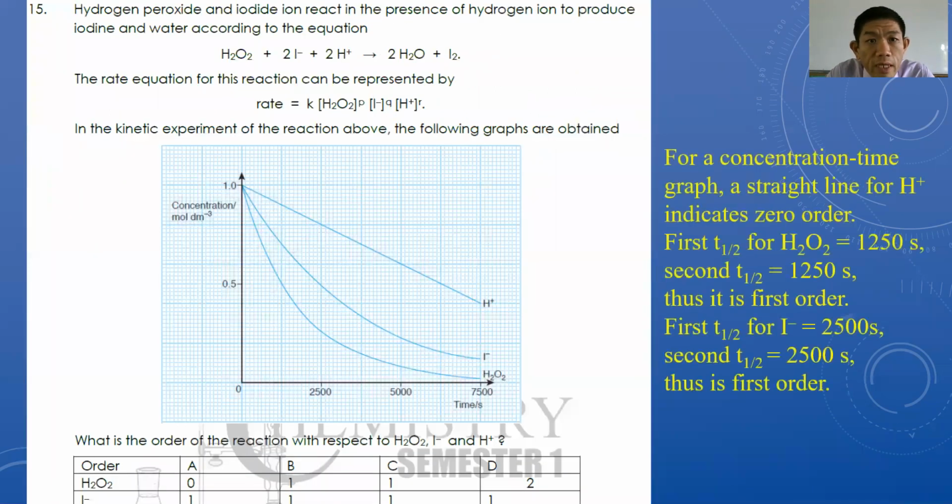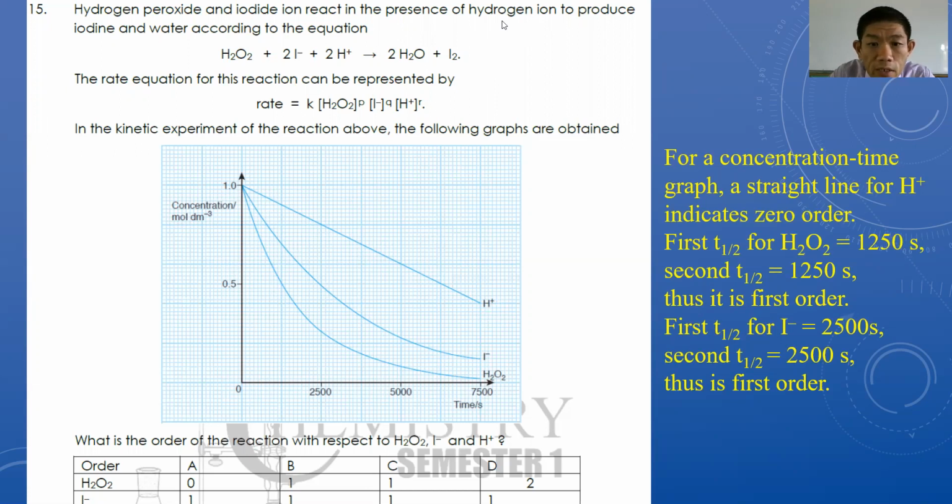Number 15, hydrogen peroxide and iodine react in the following reaction: H2O2 plus 2I minus plus 2H plus gives 2H2O plus I2. The rate equation for the reaction can be represented by rate equals k [H2O2]^p [I minus]^q [H plus]^r. In the kinetic experiment for the reaction above, the graphs are obtained. So what is the order of reaction with respect to H2O2, I minus, and H plus? Okay, let's start from the H plus. If the graph of concentration against time is a negative linear, H plus will be 0 order.